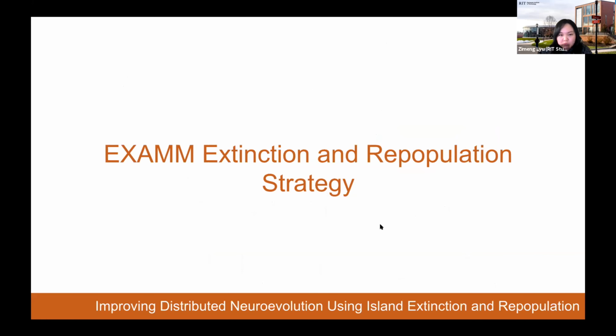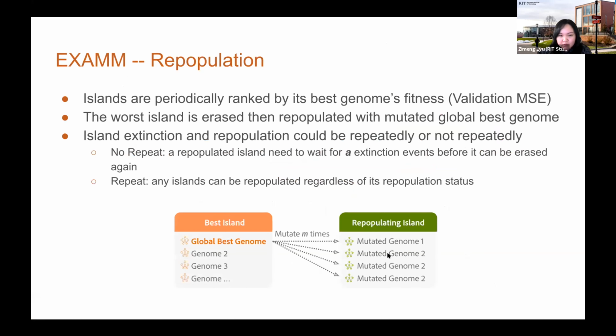Now we will talk about our proposed strategy, the extinction and repopulation strategy on EXAMM. The repopulation step looks like this. When all the islands reach the filled state, the islands are periodically ranked by their best genome's fitness, which means they are ranked by their first genome's fitness. Then the worst island will be erased and repopulated with the mutated global best genome.